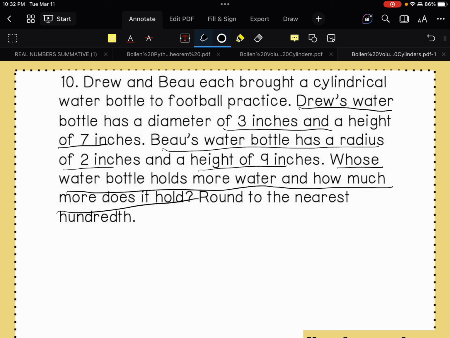So what you need to do is find the volume of each water bottle. So you do V equals pi r squared times the height for each of these water bottles, remembering that Drew's water bottle here is a diameter, so you'll have to half that. Bo's is not, it is the radius. So you'll figure out the volume of each of them, and then you can easily tell me which one holds more.